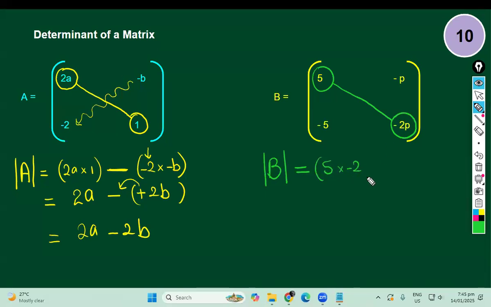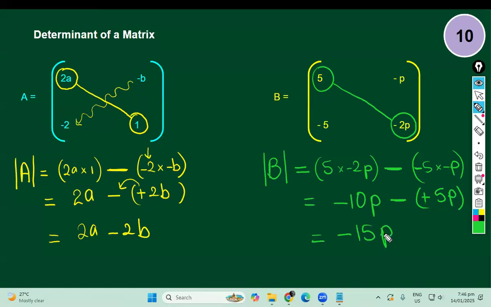5 multiplied by minus 2p. You must put a minus sign. And then it's minus 5 multiplied by minus p. All right. 5 multiplied by minus 2p is minus 10p. Must put that minus sign. 5 by p is 5p. And when you multiply 2 minus, you get a positive, right? Now, a positive and a negative will give you a negative, right? So you end up with minus 10p minus 5p. That is minus 15p.